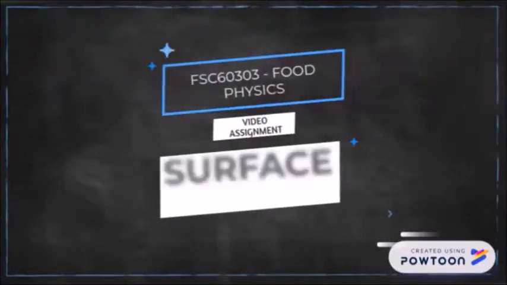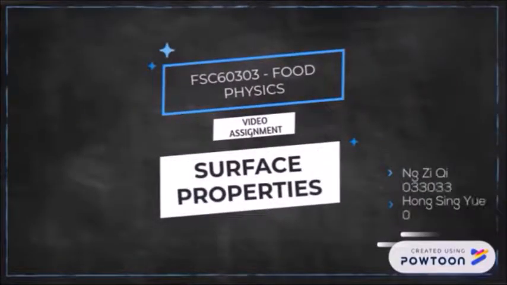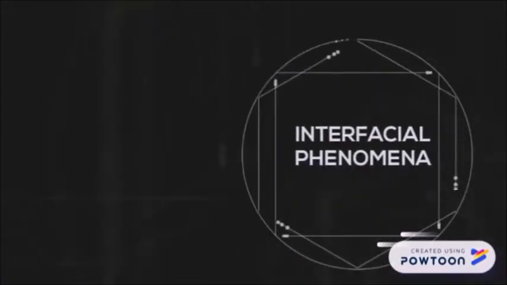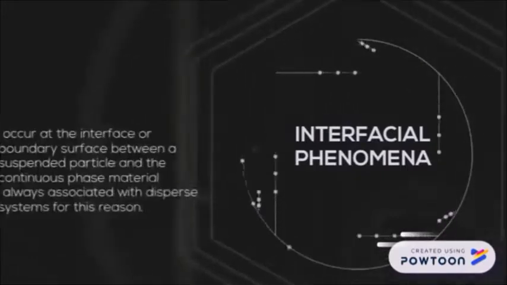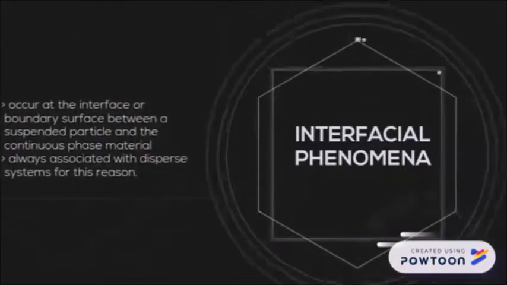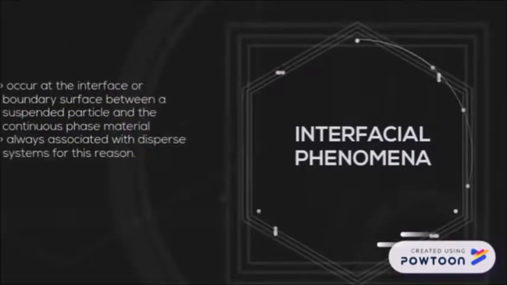The topic we're going to talk about today is surface properties. Firstly, we are going to talk about interfacial phenomena. Interfacial phenomena occur at the interface or boundary surface between a suspended particle and the continuous phase material. Hence, it is always associated with dispersed systems.